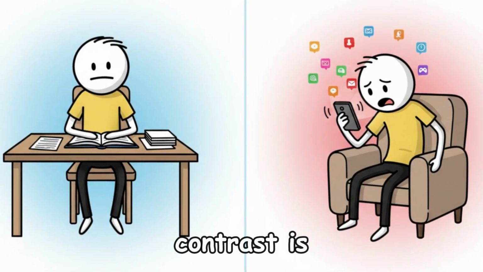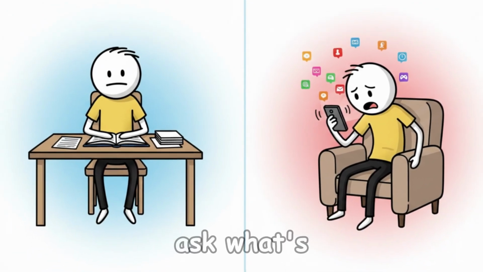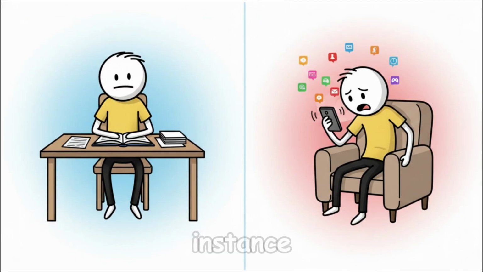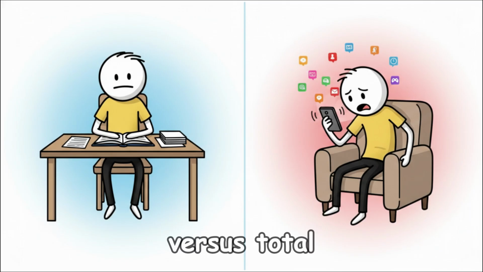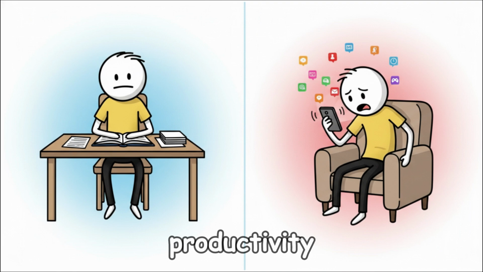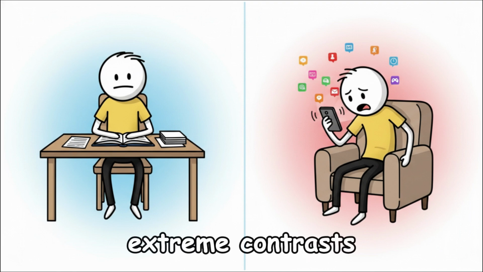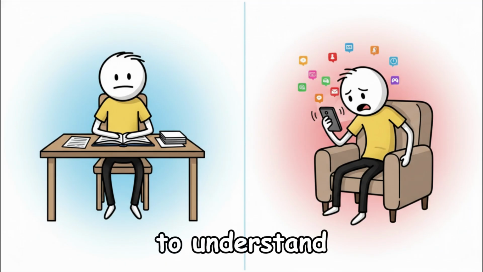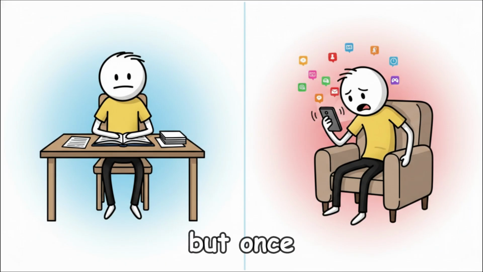Another way to create contrast is by exaggeration. Ask, what's the best possible example of this? What's the worst? For instance, deep focus versus total distraction. Effective study versus fake productivity. Extreme contrasts sharpen your intuition. They make the middle ground easier to understand. I used to skip this step, but once I added it, concepts stopped feeling vague.